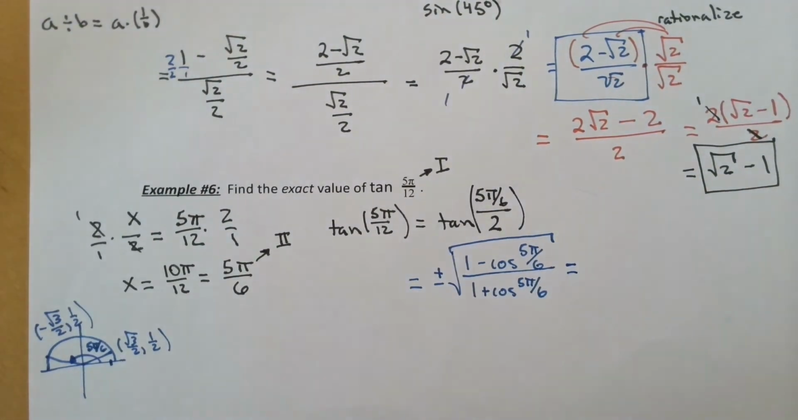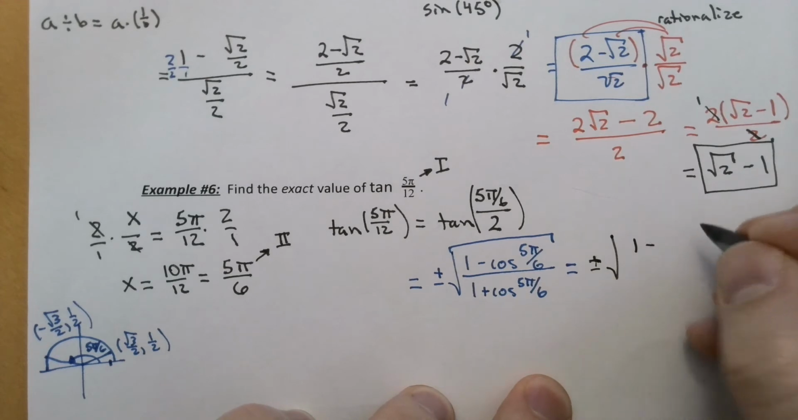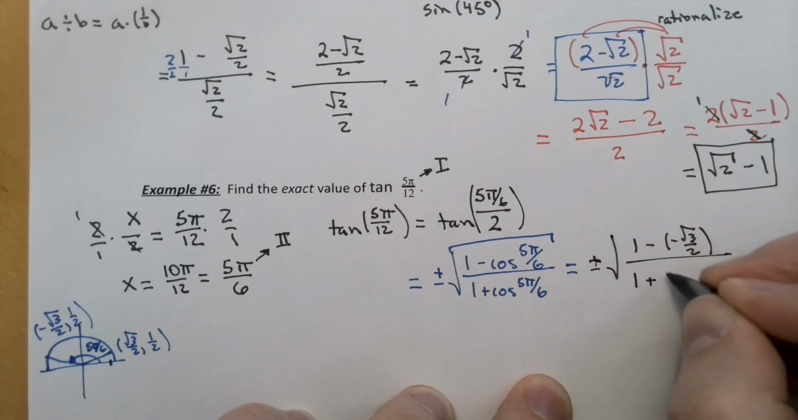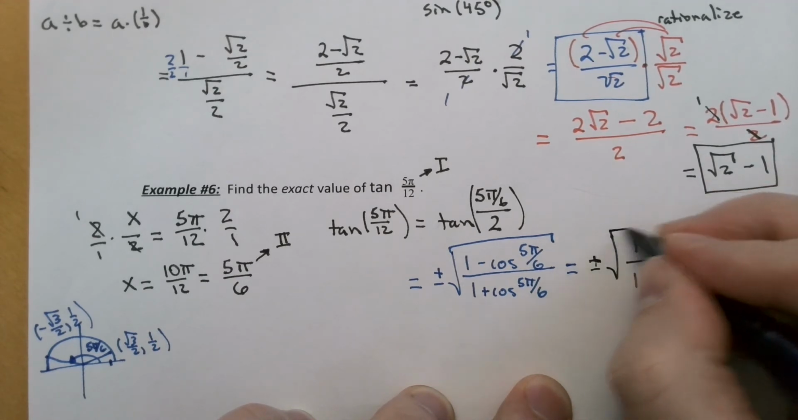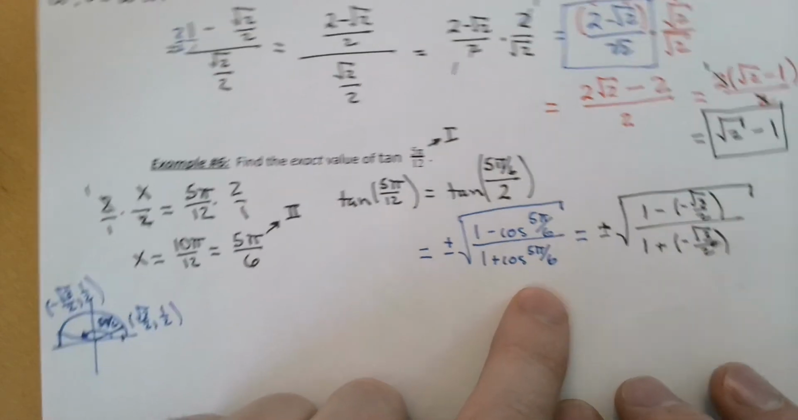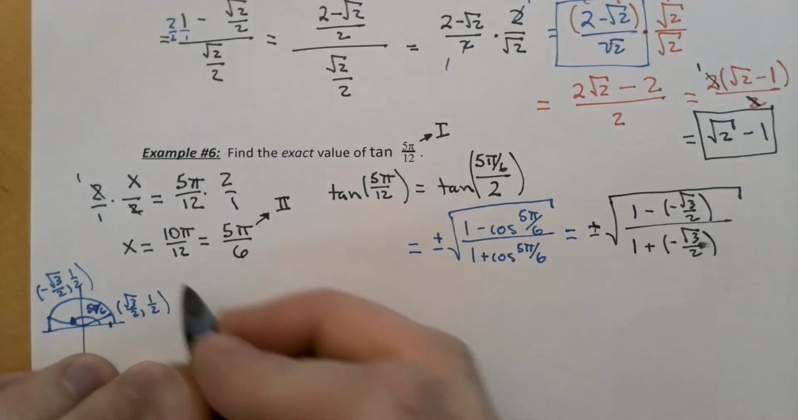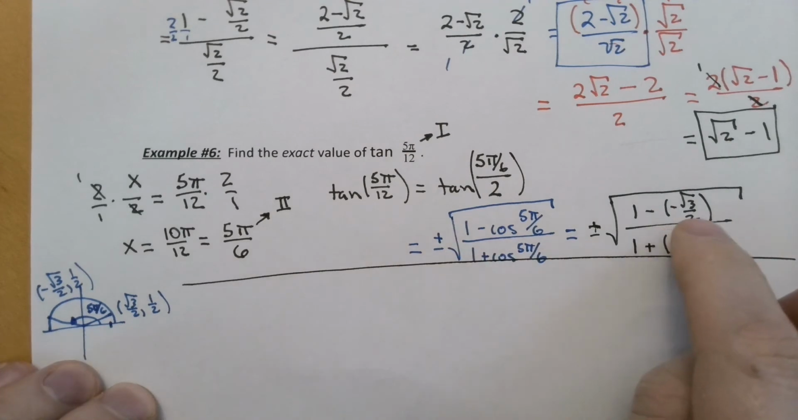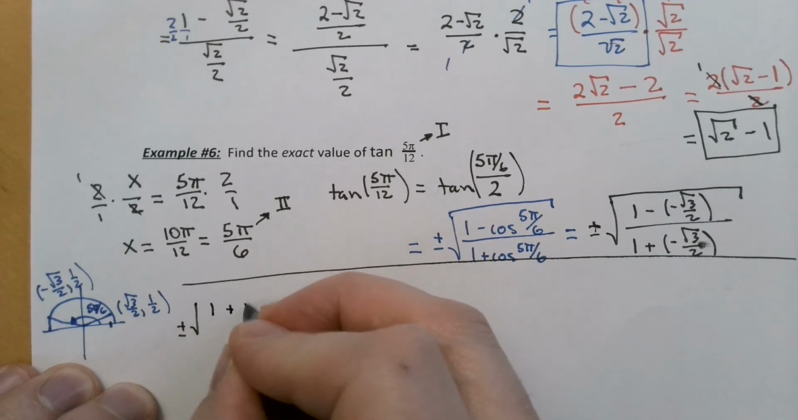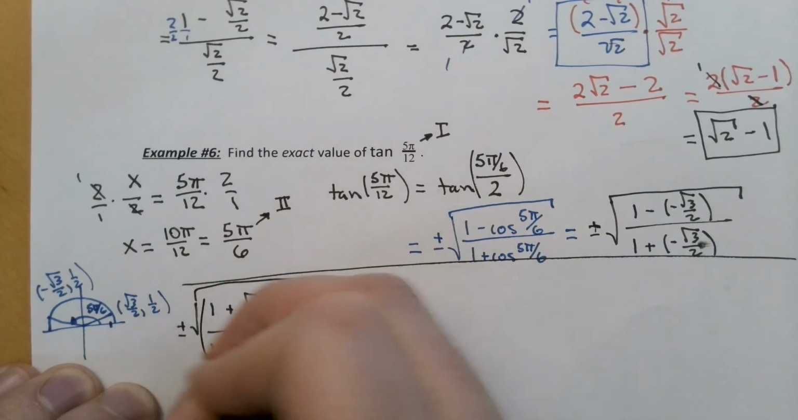We can now rewrite this thing. This becomes plus or minus the square root of 1 minus a negative root 3 over 2 divided by 1 plus a negative square root of 3 over 2. Note we're picking this x value for cosine of 5 pi sixths. All right, we're off to the races now. This is going to be fun. So I need lots of space. I'm going to draw a little line here and simplify things over here. We'll do plus or minus the square root of 1 plus the square root of 3 over 2, all divided by 1 minus the square root of 3 over 2, and the square root of all that.